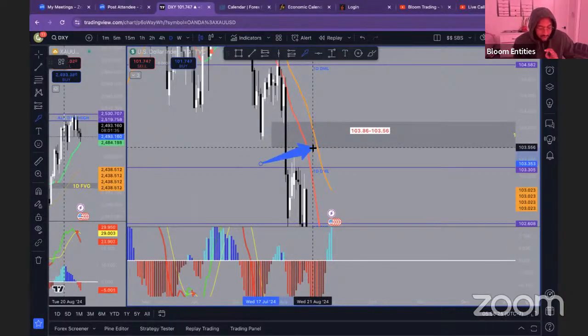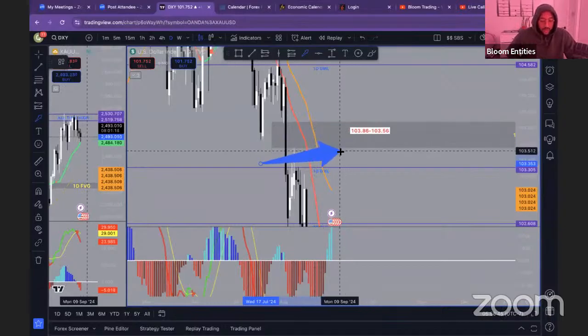Again, this is the major point when it comes to these areas of inefficient price or these fair value gaps. They will always be filled, no matter what. At some point in time, it can be a day, it can be a week, it can be maybe in a year. These areas of inefficient price will be filled.